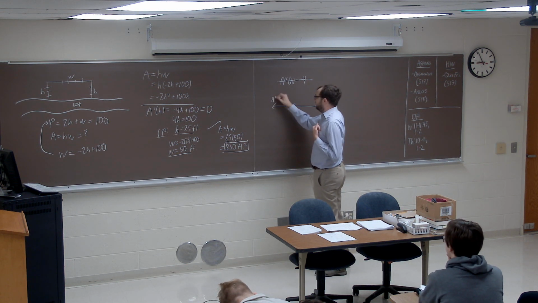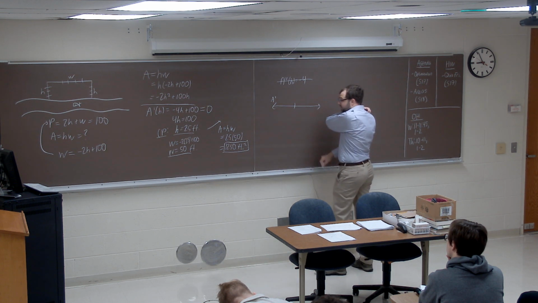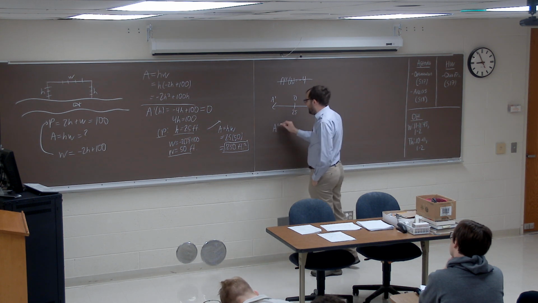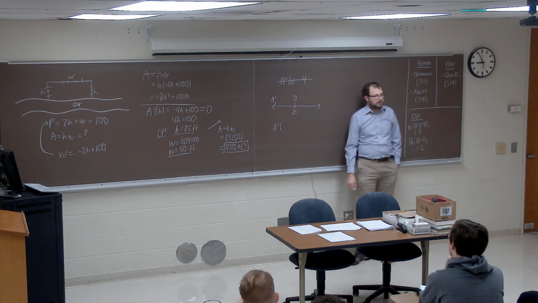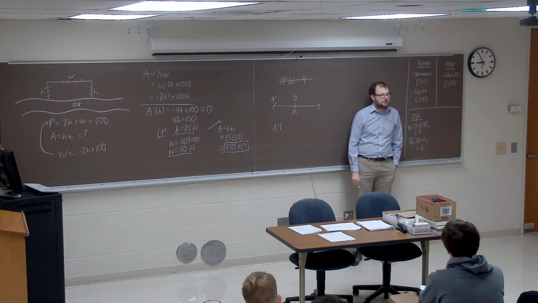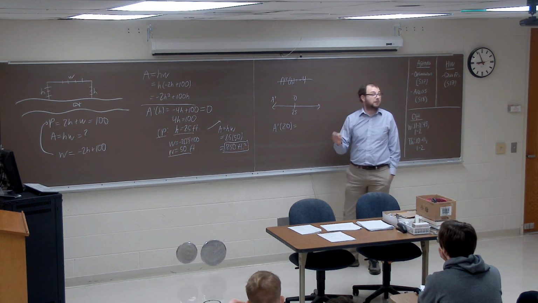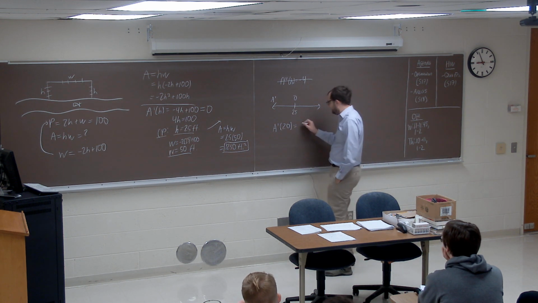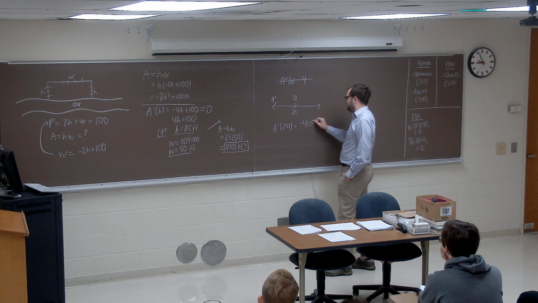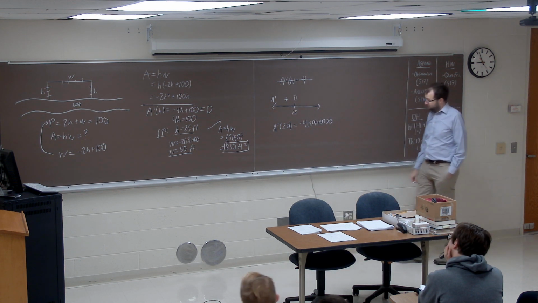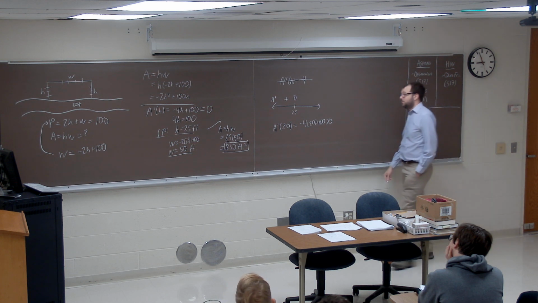We take A prime of h when h is 25, we get 0. And if we wanted to take, say, A prime of, Emma, what's a point to the left of 25 we can check? 20. All right, if you take A prime of 20, I was going to say A prime of 1, but A prime of 20 will do. We'll get negative 4 times 20 plus 100, which appears to be greater than 0. Negative 80 plus 100 is positive 20.